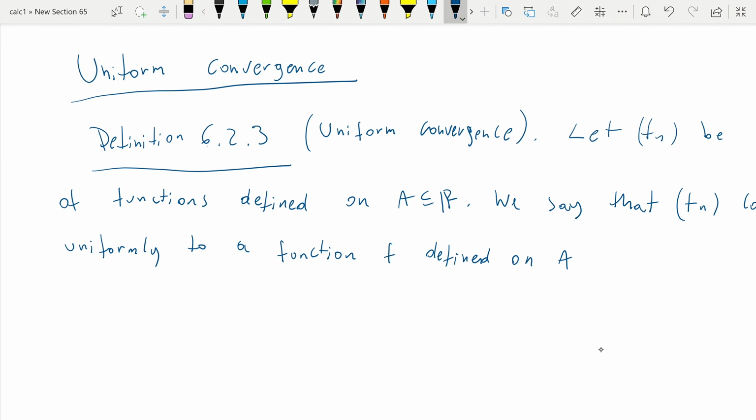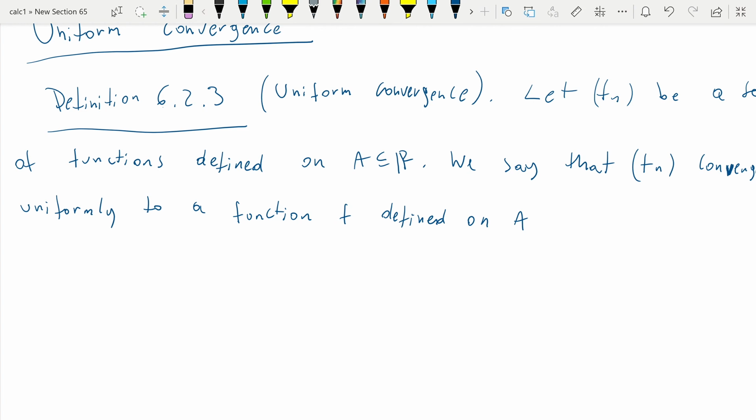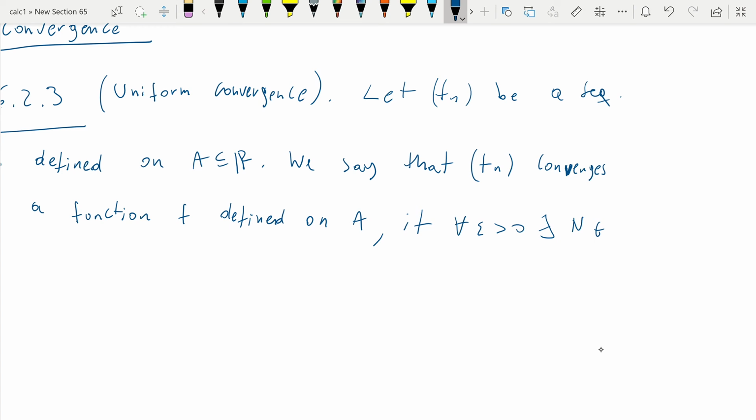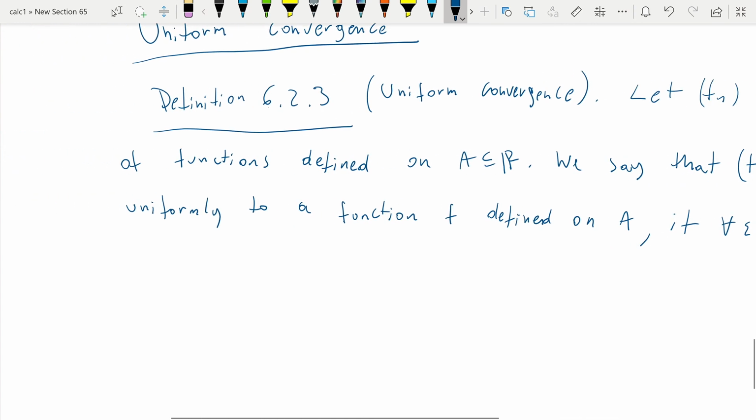if for every epsilon greater than 0, there exists some capital N in N, and now the important part, such that if n is greater than or equal to N, this implies that |fn(x) - f(x)| is less than epsilon.